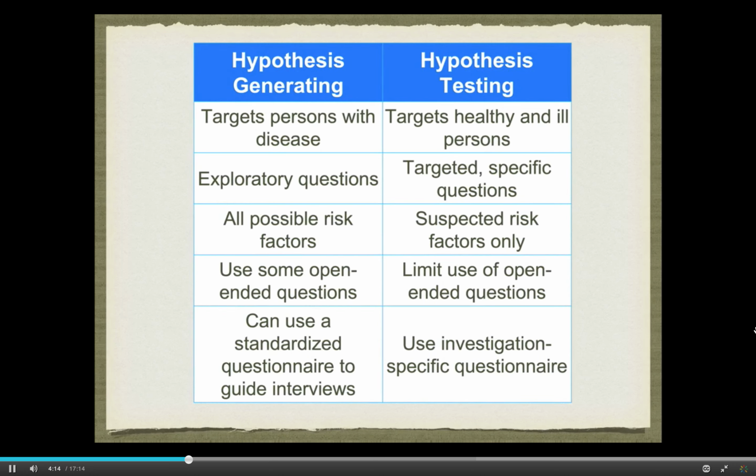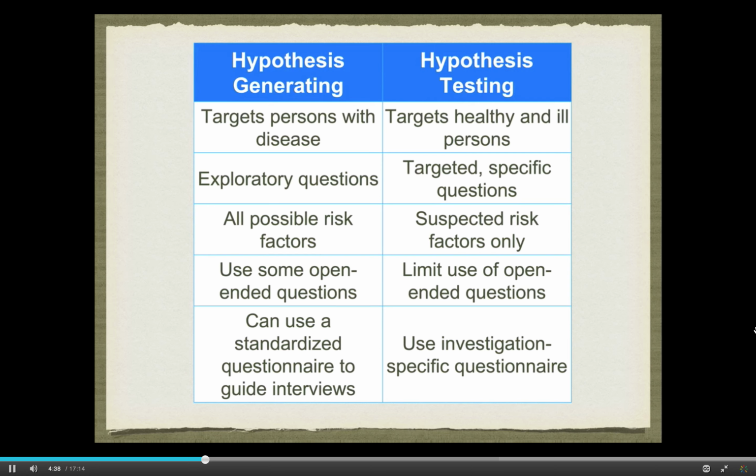For a hypothesis generating questionnaire, the target is usually persons with a disease. The questions are primarily exploratory, and all possible risk factors are usually considered. It uses some open-ended questions, but can also use a standardized questionnaire to guide interviews.